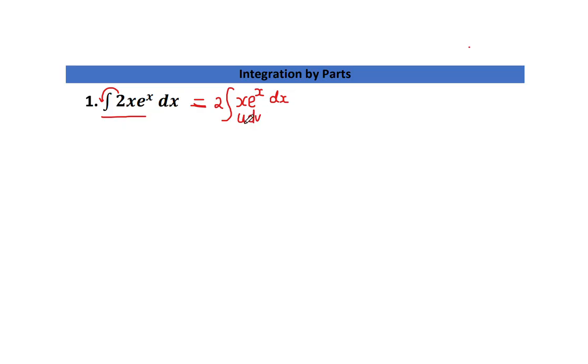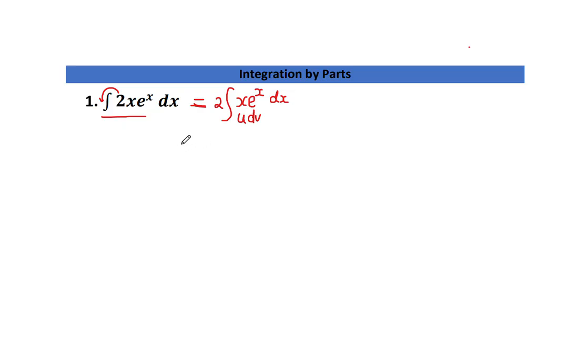Now the integral can work regardless. In many cases the integral can work even if the assignment was the other way around, as in dv for x and u for e to the x. In many cases the integral can work out very simply regardless of the order in which the terms in the product are assigned as u or dv. But for simplicity, it's best to identify the term that is harder to integrate and call it u, and the other term you call dv.